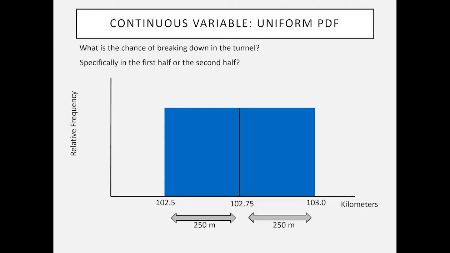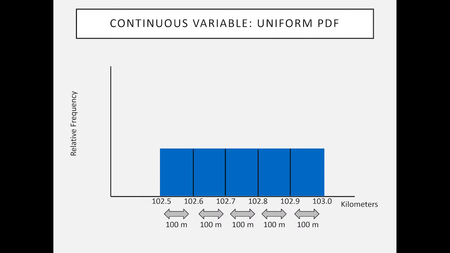I say, well, if it's uniform, 50-50 chance. So the relative frequency of cars breaking down in the first 250 meters and second 250 meters is going to be 50%, 50%. Fine. But what happens if I break it down? Here I've got cells that affect a distance of 250 meters. What happens if I break that down into cells of 100 meters? Well, now I've got a cell of 100 meters, 100 meters, 100 meters. There's going to be 5 of them, and equal chance to break down in any one of those sections.